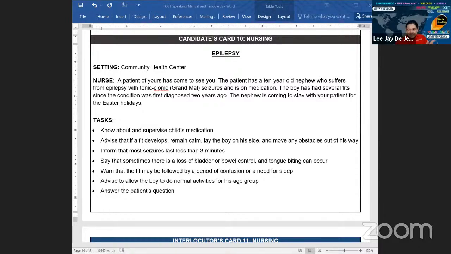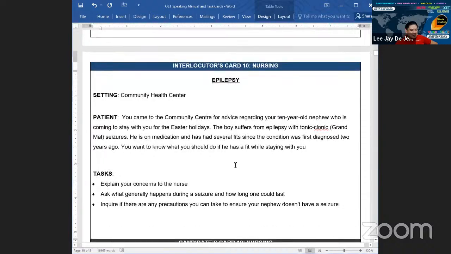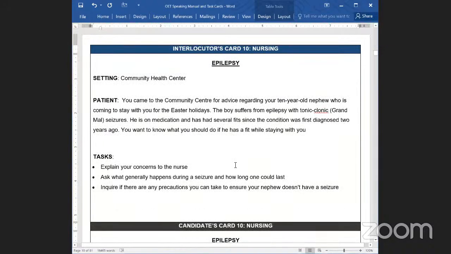Our topic is epilepsy, right? So, sir, so far, is there anything you'd like to ask about your card? Here's your card, by the way. Explain your concerns to the person. Ask what generally happens during session. Last. 1 minute.